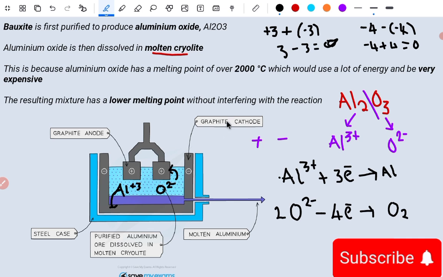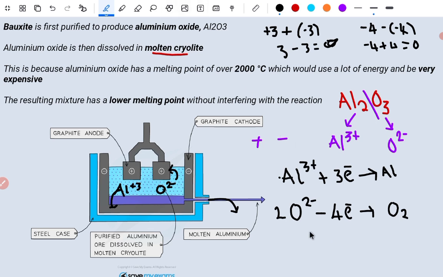I mean here at the anode, the graphite anode. So now this aluminium, the molten one, will simply come out here, and it's then collected. But what happens to the oxygen? Remember, graphite is simply carbon, and this carbon will then react with the oxygen, and once this reaction takes place, it will give out carbon dioxide.